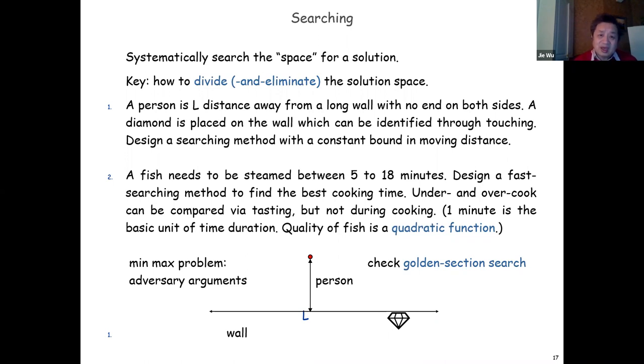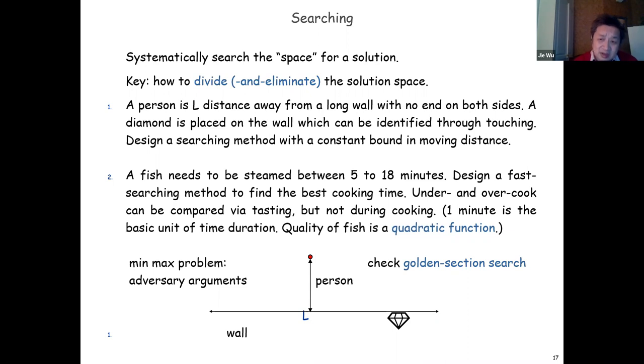But it turned out for many real life examples, like steaming fish, the quality you don't really know. So the optimal value can be represented by a quadratic function. That really means there's one peak or one bottom, either maximal or minimal, depending on the problem. So steaming a fish has only one maximum value, right? Usually you go from undercooked to overcooked. When it's undercooked, you increase the time a little bit and the quality increases. Once you reach a peak, then it goes down. But you do not really know where the peak is.